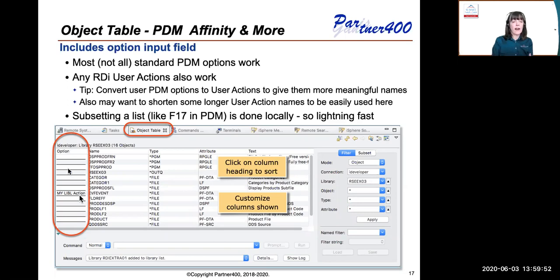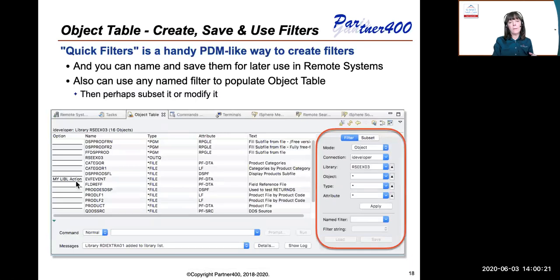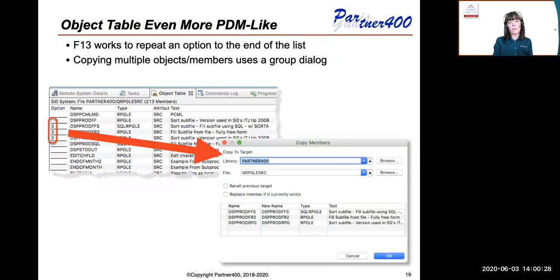What I've got here is a PDM-like list with a lot more stuff in it than we see in Remote System Explorer. We've also got an option column, which I can use to do things like put a 2 next to a source member to edit it, or a 5 to browse it, or a 3 to copy it, or a 4 to delete it. So you can do those kinds of things. You can also use your own RDI user actions. You can sort things, customize which columns appear, and build your own filters over here that you can use to refill this or to use in Remote System Explorer.